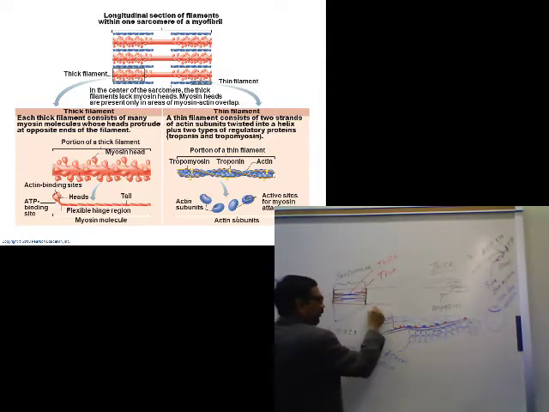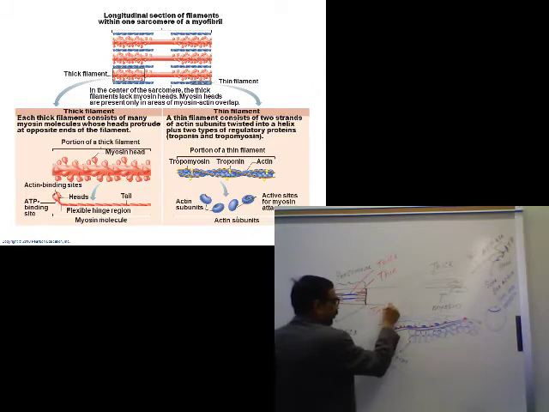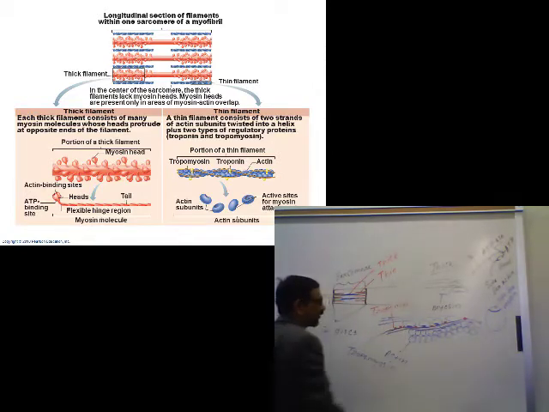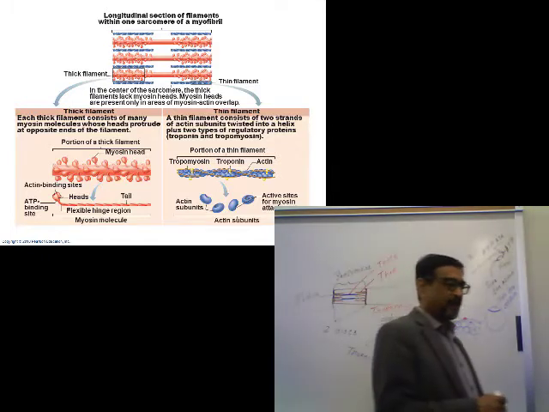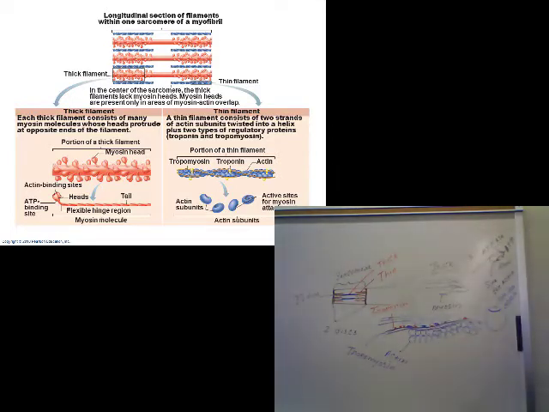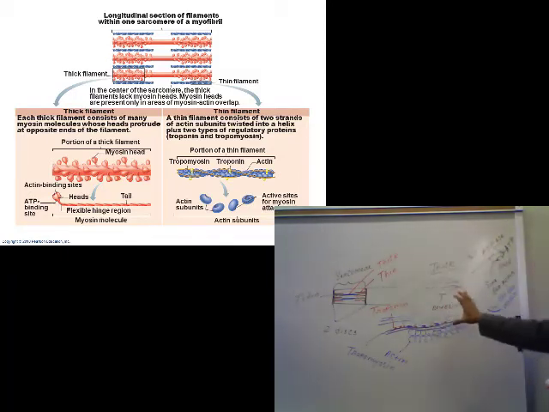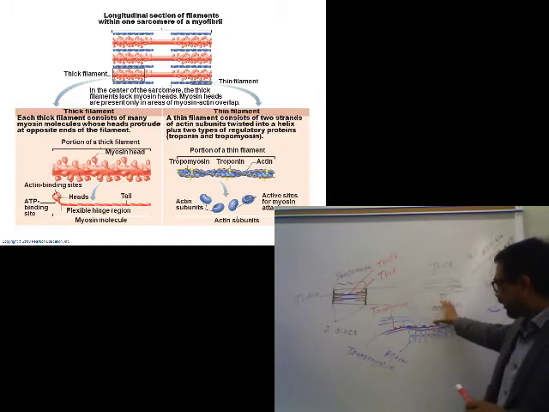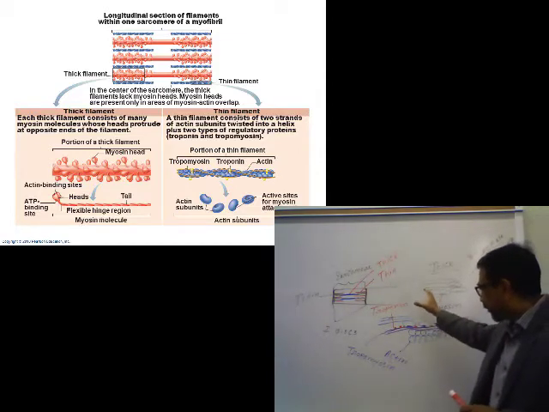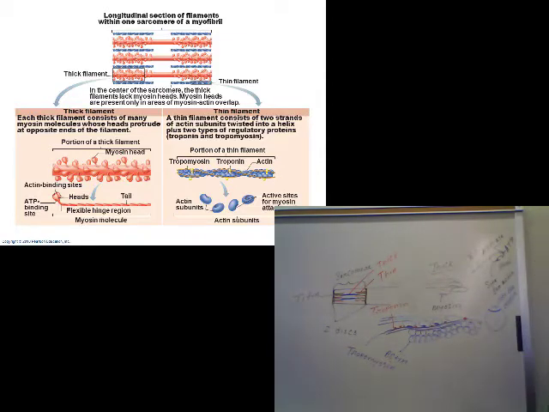These are called troponins. So on the tropomyosin you have many troponins. All these are protein structures. Actin, myosin, troponin, tropomyosin are proteins.